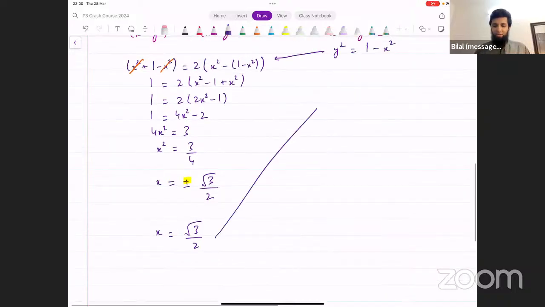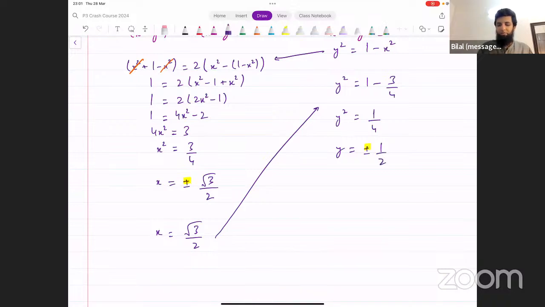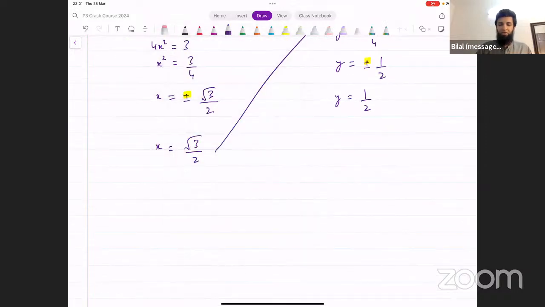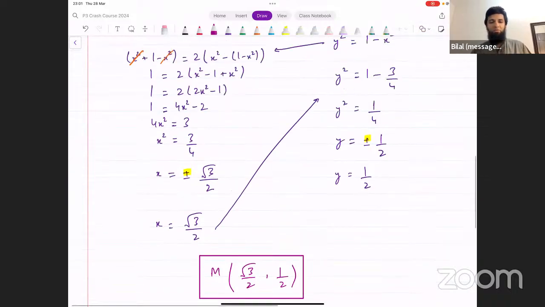Now you put this value in the other equation, and that's going to give you y squared equals 1 minus x squared. X squared was 3 over 4. You can actually just input that here, 1 minus 3 over 4. And that gives you y squared equals 1 over 4. Take square root on both sides. Again, you get plus minus 1 over 2. Here as well, we're going to consider the positive value. Why? Because the y coordinate of M is also positive. So we say y equals 1 over 2. And that gives us the coordinates of the point M. They are going to be root 3 over 2 and 1 over 2. And that's what we were looking for, the coordinates of that maximum point M.